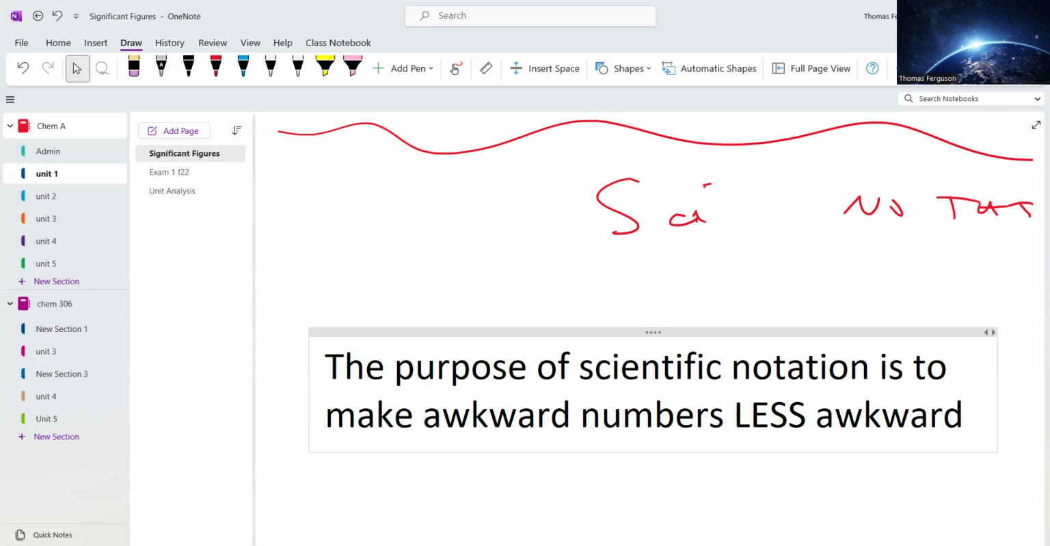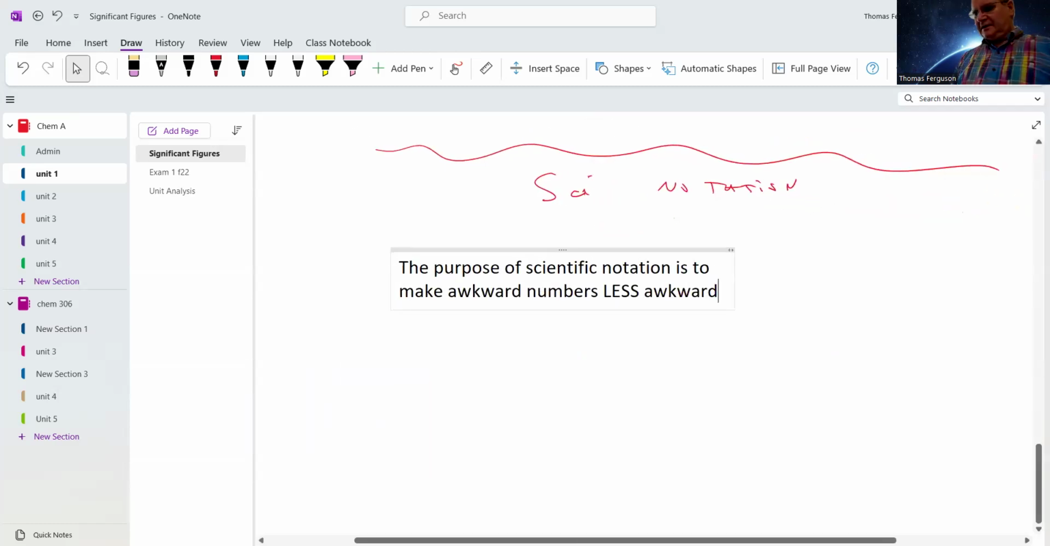But basically, when we get into unit 4, we're going to have some really giant numbers, numbers with 23 zeros in them, called Avogadro's number. Huge, huge, huge numbers. So everything, unless we use scientific notation, is going to be very awkward. So we want to use scientific notation whenever we can, if it's an awkward number. So let me give you some examples of awkward numbers.